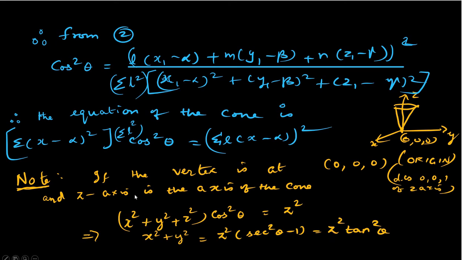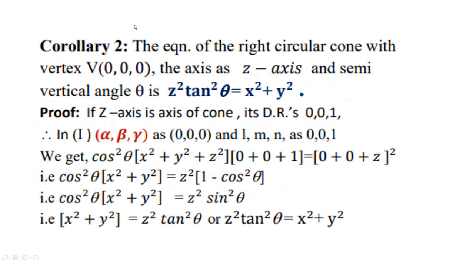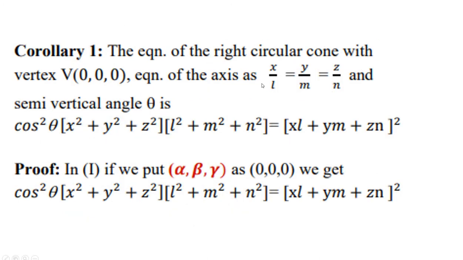So the equation of the cone with vertex at the origin and axis the z-axis is x square plus y square equal to z square into tan square theta. So we have the equation of the right circular cone with vertex only at the origin and the line having direction ratios l, m, n.